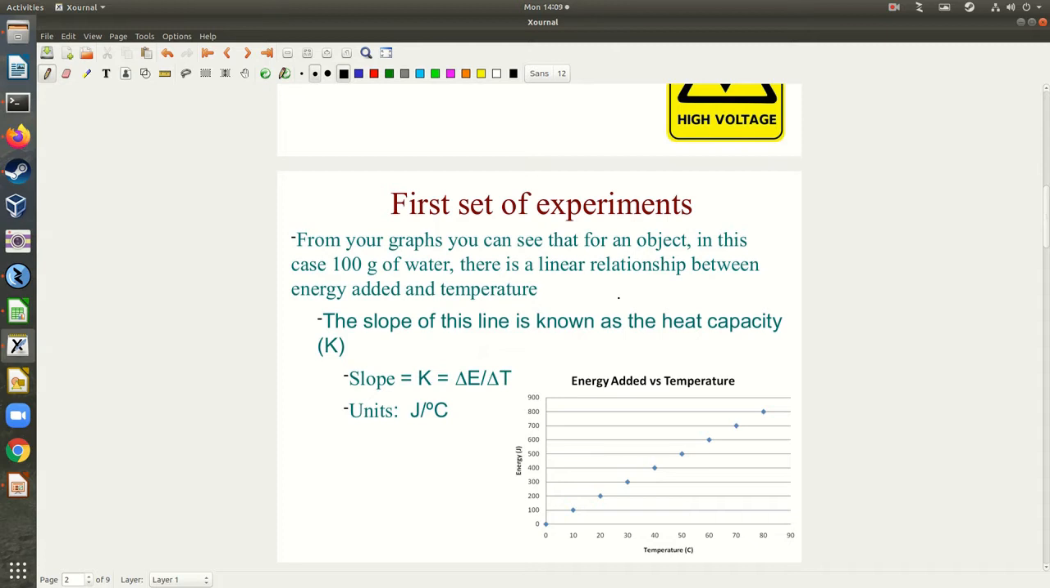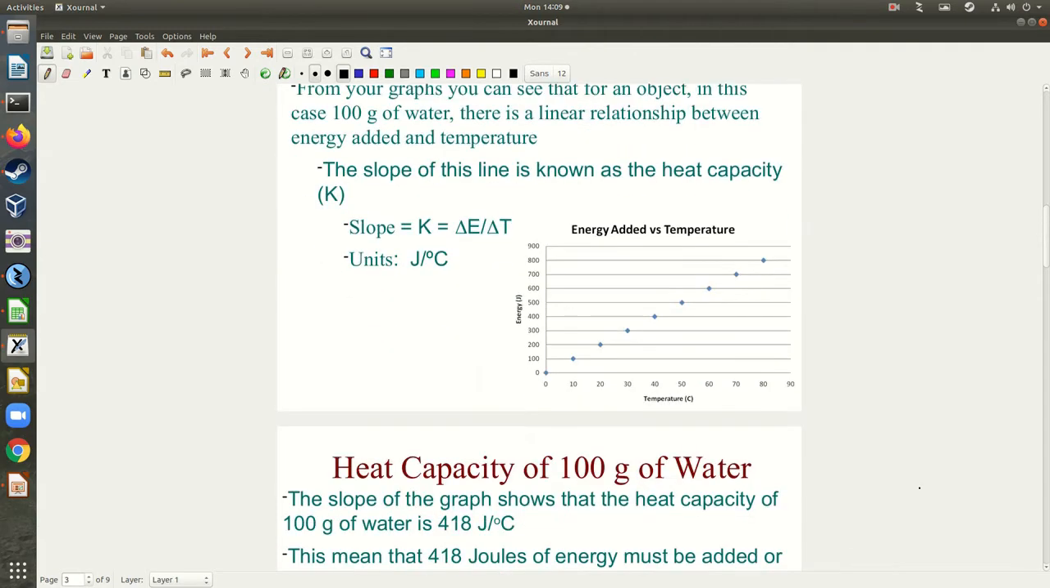First set of experiments. From your graphs, you see that for an object, in this case 100 grams of water, there should be a linear relationship between energy and added temperature. The slope of this line means something, and it's called heat capacity. And so when you have this little line here, this is energy versus temperature, and I'm going to draw the best line you've ever seen today. And you notice that your units for heat capacity is going to be a joule per degree Celsius.